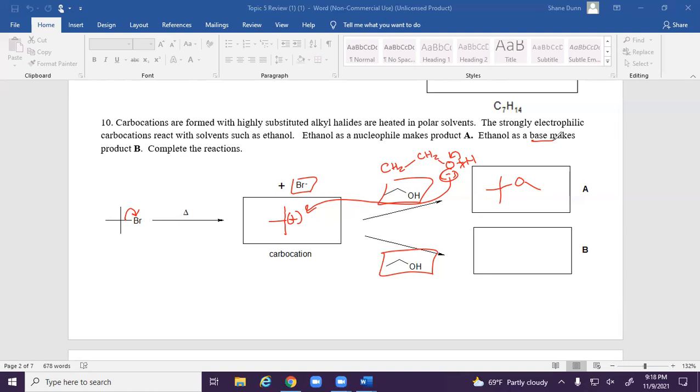So let's draw this guy a little differently. Wait, how are we supposed to know that A is different from B? Because it's reacting with the same thing. Ethanol acts as a nucleophile, makes product A. Ethanol as a base makes product B. It kind of tells you that's not the same.